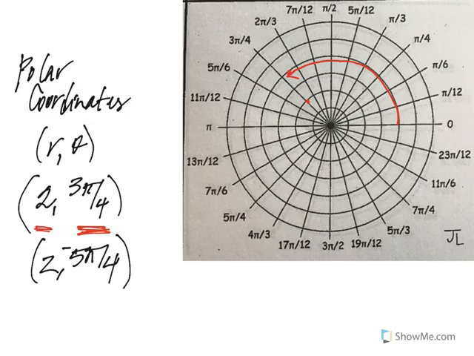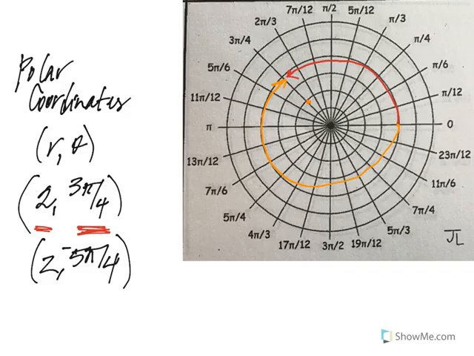Excuse me, to negative 5 pi over 4. So in this case, I start at 0, I go in the negative direction 5 pi over 4, and then of course I drive out 2 concentric circles, which puts me in exactly the same spot. As you can imagine, there are an infinite number of ways to write 2, 3 pi over 4.